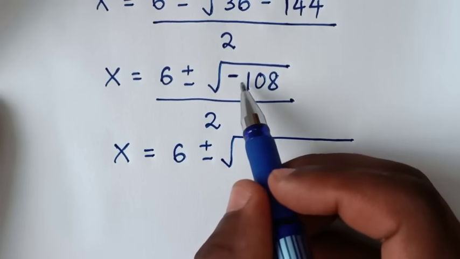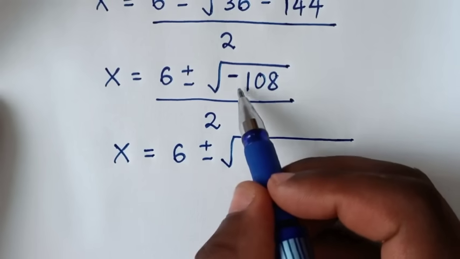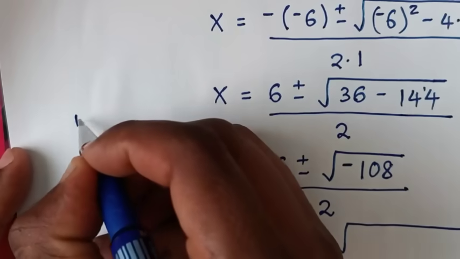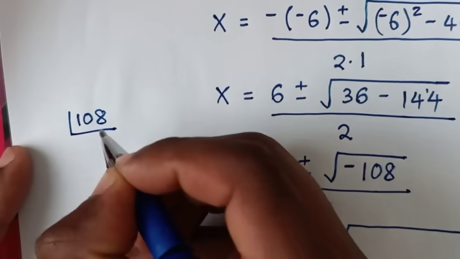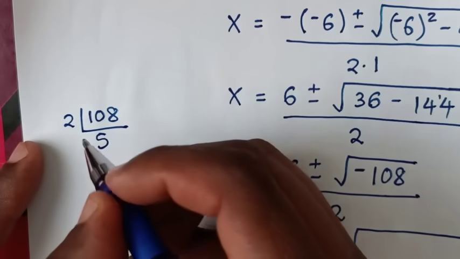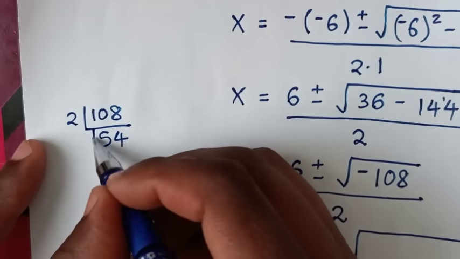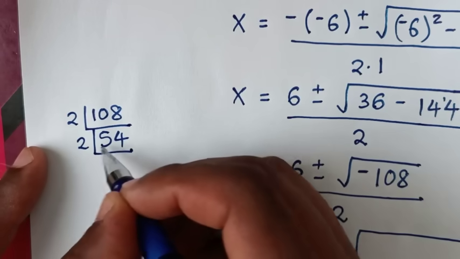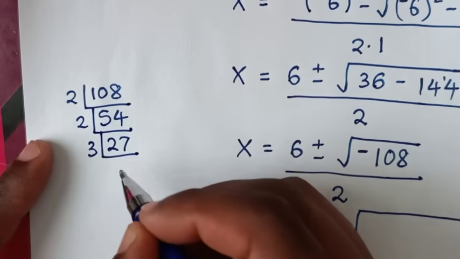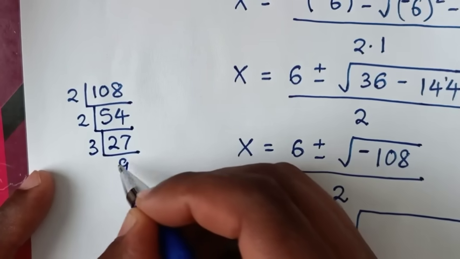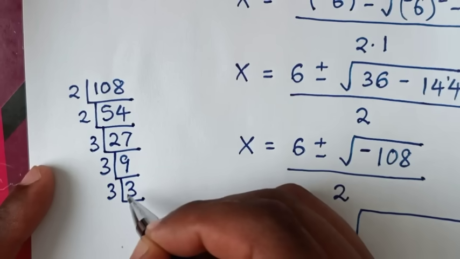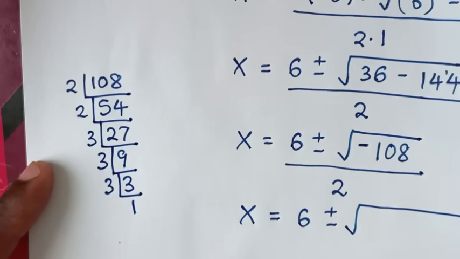We find the factors of this 108. 108 is divisible by 2, so we divide by 2: 10 divided by 2 is 5, 8 divided by 2 is 4. Then it is divisible by 2 again: 54 divided by 2 is 27. Then it is divisible by 3: 27 divided by 3 is 9. Then divide by 3: 9 divided by 3 is 3. Then divide by 3: 3 divided by 3 is 1.